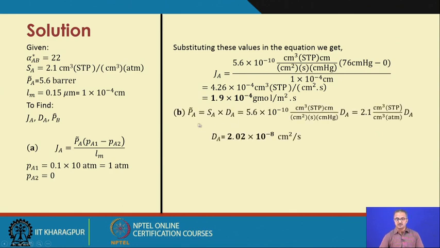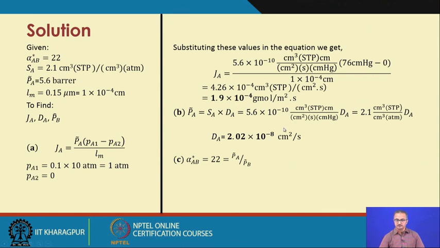Next we come to the permeance, which is nothing but SA into DA. Taking the values of SA and DA, we get this value. The permeability has been given to us as 5.6 barrer, and from this the diffusivity is found to be 2.02 into 10 to the minus 8 centimeter square per second. So this is the diffusivity of CO2 through the membrane.